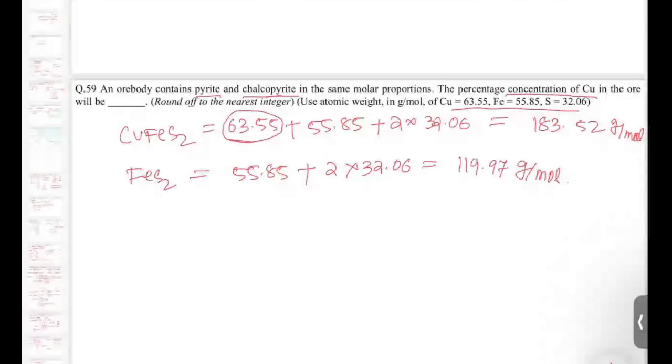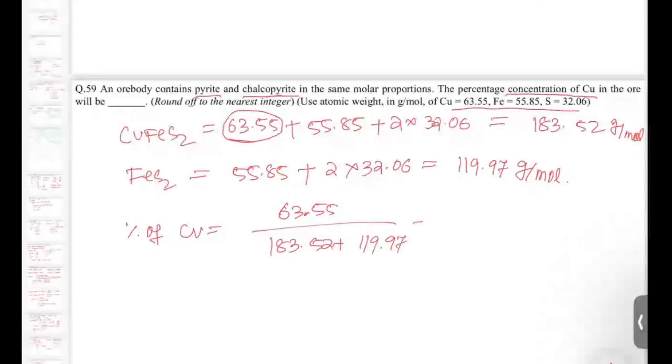But one thing you need to understand here: as it is asked to calculate the percentage concentration of copper, you have to take the total mass of the ore body. So how is it? The percentage of copper should be equal to 63.55 divided by 183.52 plus 119.9, and it is obviously multiplied with 100.